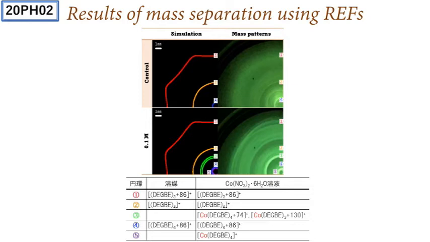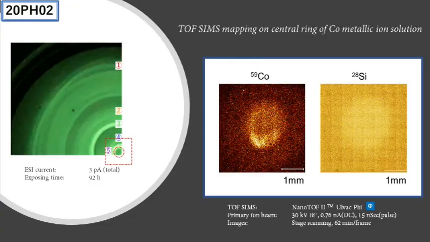So we exported the central ring to a silicon wafer. We are expecting it to contain cobalt metallic solution. We exposed 3 picoampere ESI beams to the silicon wafer for 92 hours, keeping the frequency at 350 kHz. The center of the ring area was concentrated with cobalt-containing ESI beam exposure.